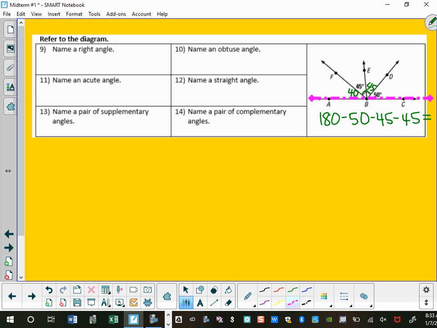All right, I want to fill that part out before I answer any of these questions. So it tells you to name a right angle. Max, where's my right angle? What are those 3 points?